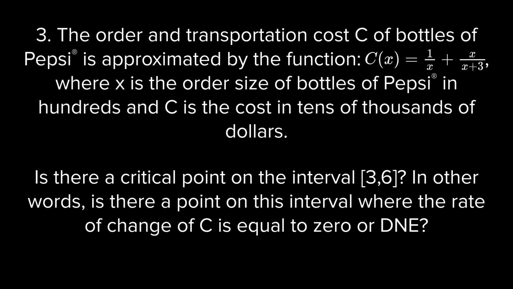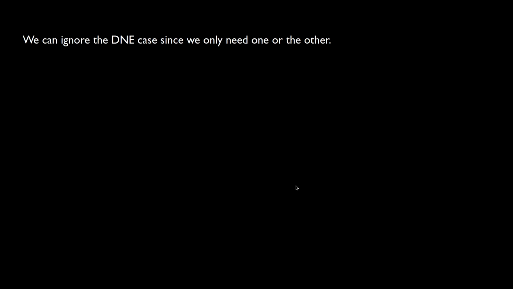And this is a closed interval. In other words, is there a point on this interval where the rate of change of the function C is either equal to 0 or does not exist? Definition of a critical point. So now, because it's a Rolle's theorem video, you've probably already guessed that we're just going to look at the derivative being equal to 0, because that's what Rolle's theorem deals with. So we can ignore the does not exist case, because we only need one of the two. If we're proving it exists, we only need one and not both. So we're setting the derivative equal to 0, and to find if there's a point where the derivative equals 0, that's what Rolle's theorem says. So we just have to figure out if we can apply Rolle's theorem to this.